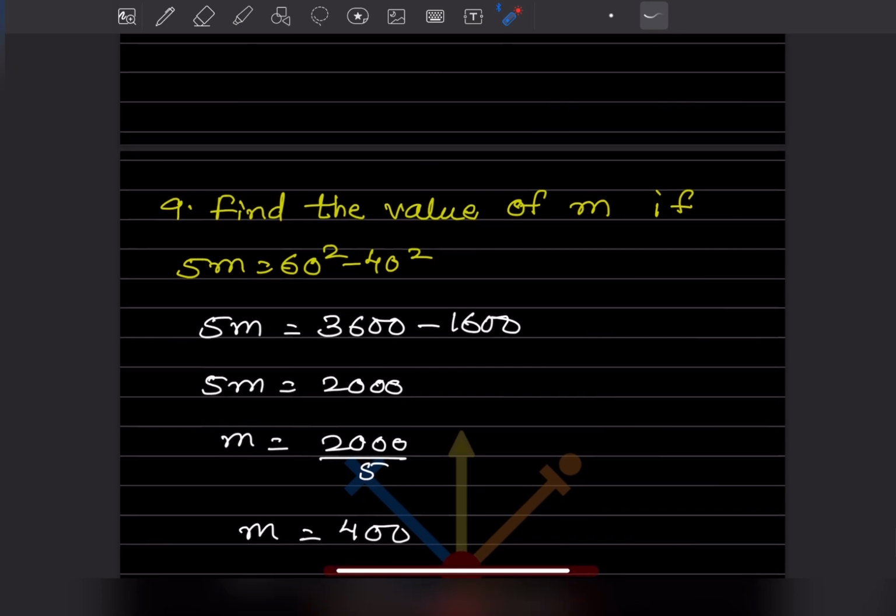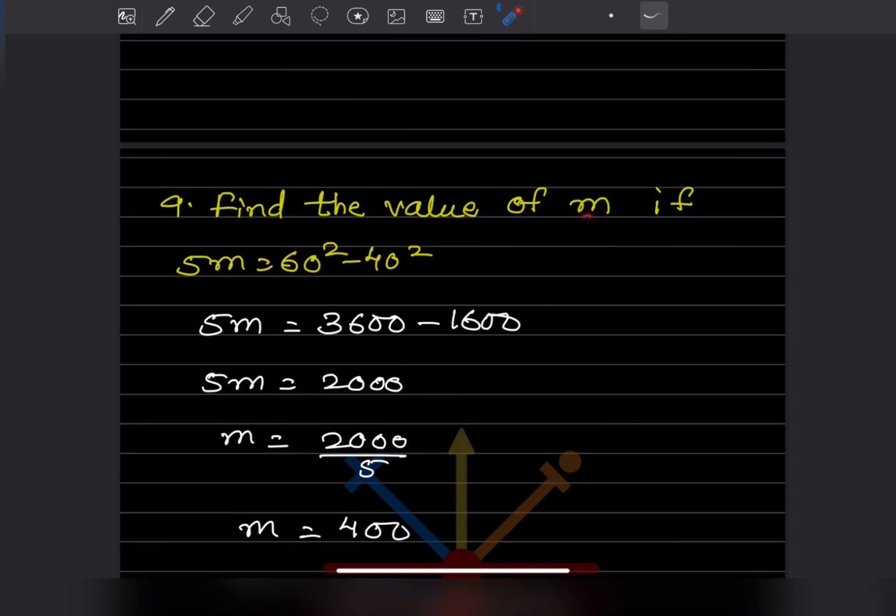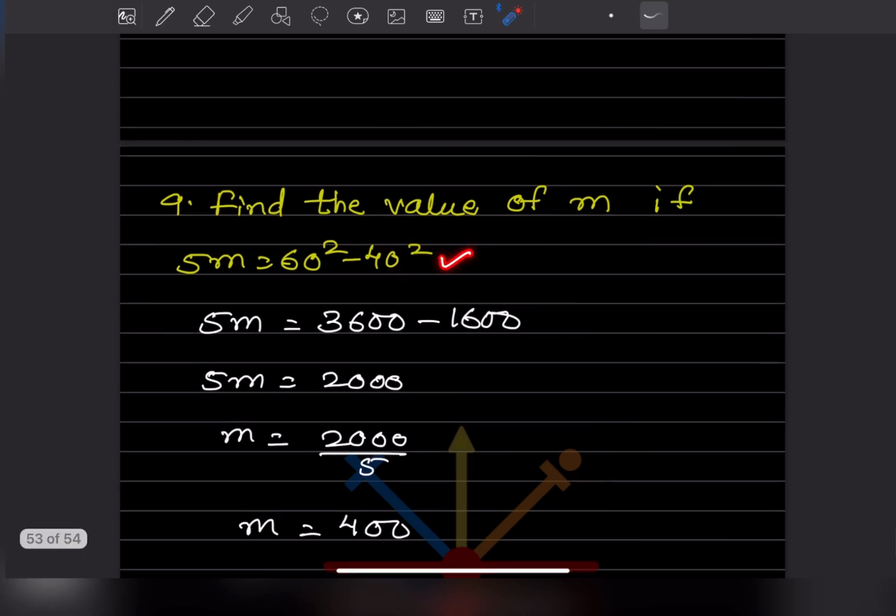Now here you have to find the value of m if 5m is 60 square minus 40 square. So you will write your 5m and this will be 36 and you are going to put 2 zeros, so 3600, and here will be 16 and 2 zeros. Or you can also write this part as 5m, because this is in the form of a square minus b square. So what will you write here? That will be a plus b and a minus b.